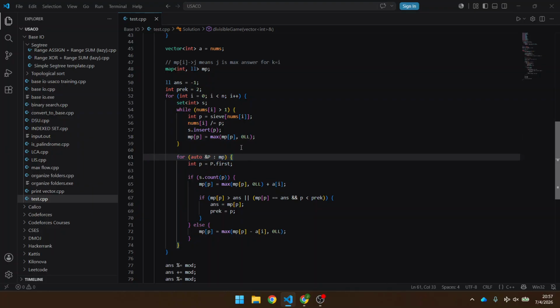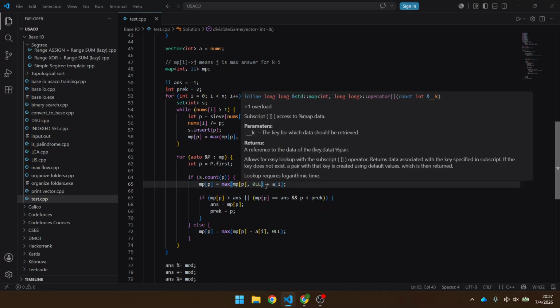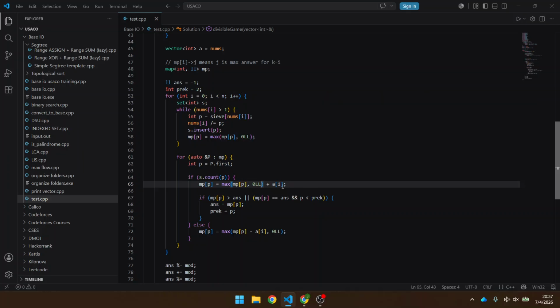For auto np in map, so for all of the current previous primes we saw, p is our current prime. If the current value is divisible by this prime, then we can update our map. So map[p] equals max(map[p], 0LL) plus a[i], because we add this and check if it is our new best answer.